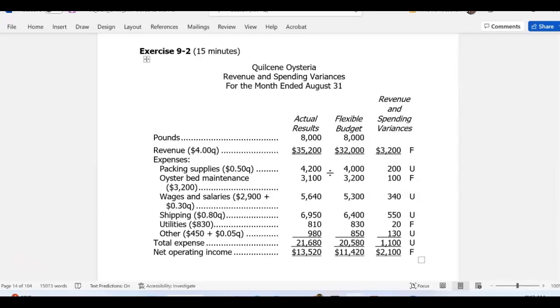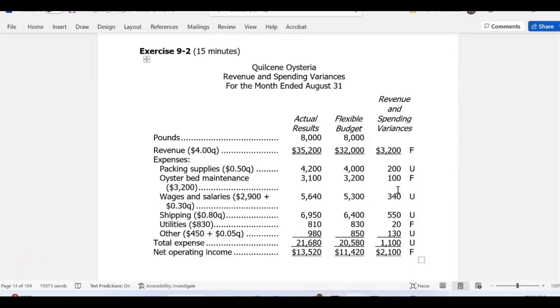Packing supplies actually was $200 cost, but based on flex budget, it should have been only $4,000. That's a $200 unfavorable situation. Oyster bed maintenance ends up to be $3,100 cost, but the flex budget shows $3,200, so that's a good thing. We have $100 of less actual expenses. That's a favorable. Wages and salaries, same thing. It's a little bit more than flex.